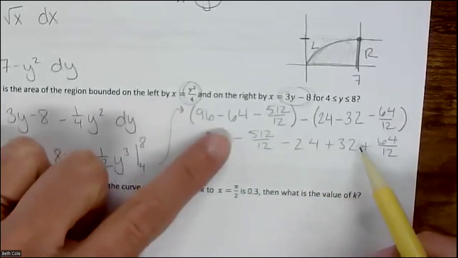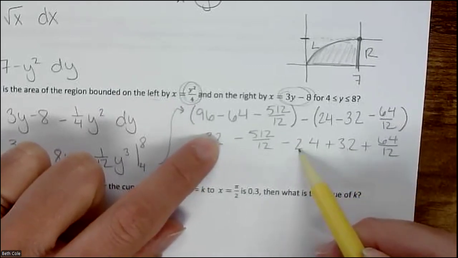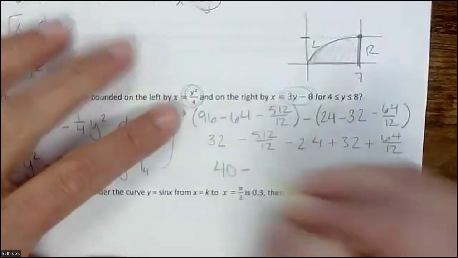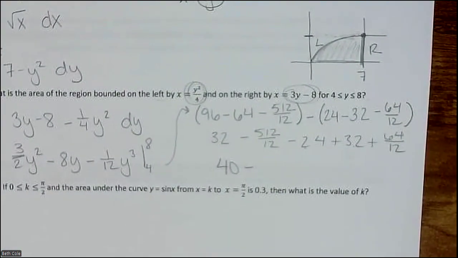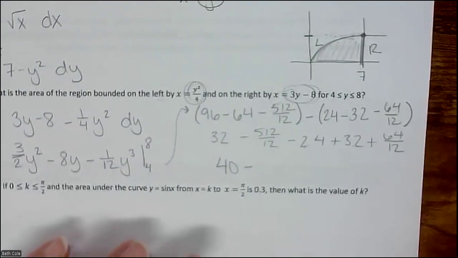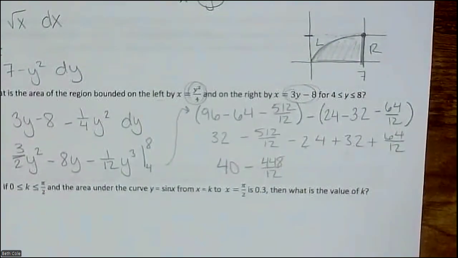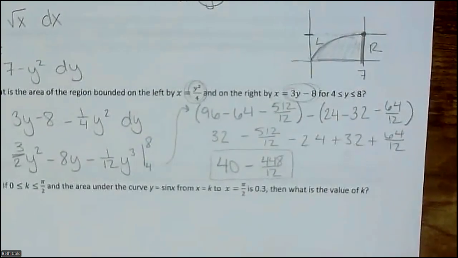Okay. 32 and 32 be 64. Minus 24 be 40. And then what? Again, it'll be smaller on your test. Negative 512 plus 64. That's 448 twelfths. And actually, I think they leave it like that in the multiple choice. You don't have to get a common denominator. And again, the numbers will be smaller on your test. You guys hung in there with me through that.